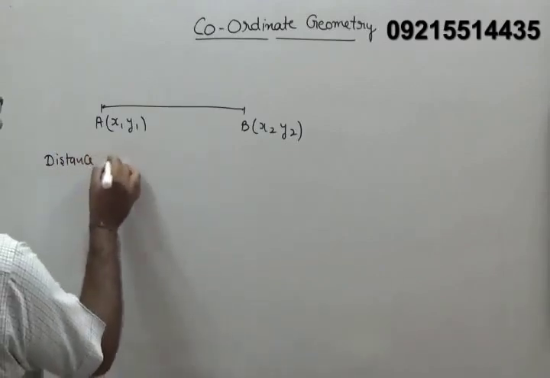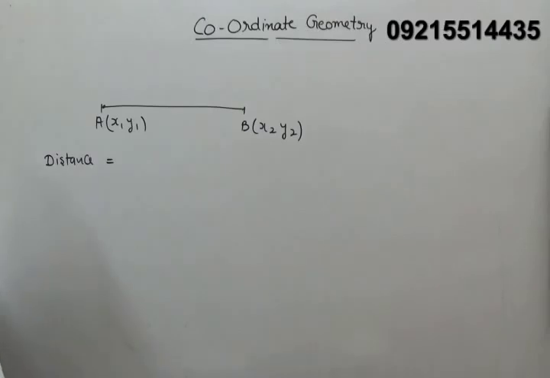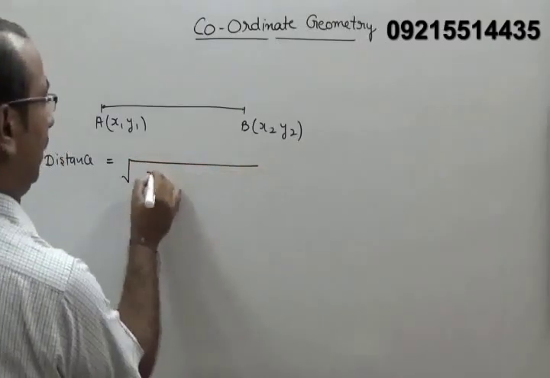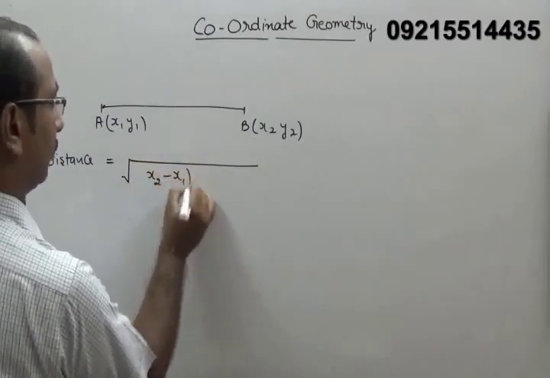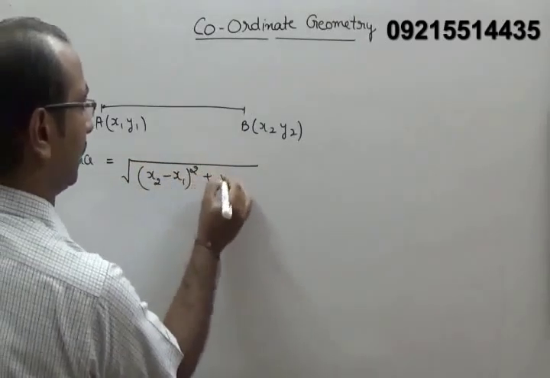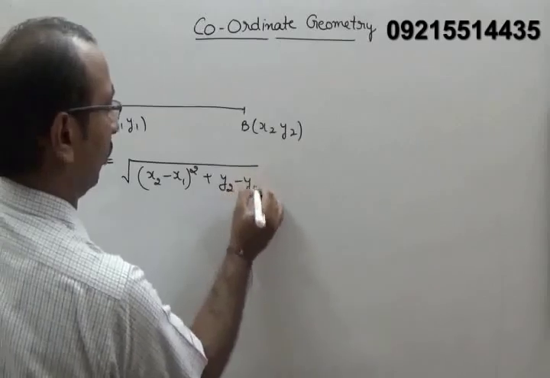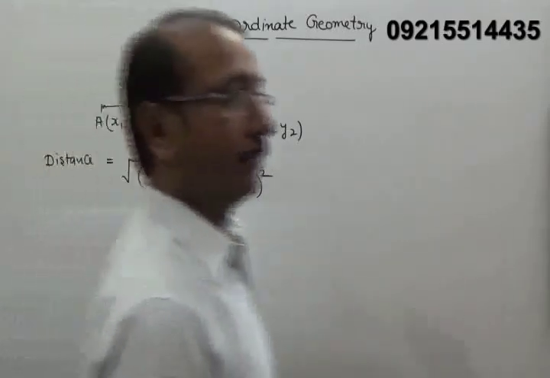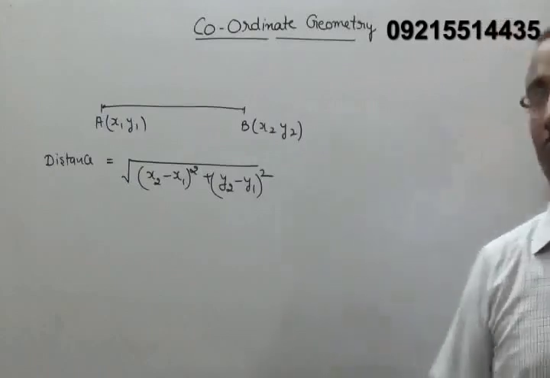So formula for finding the distance, that is basically known as the distance formula, that is under root of (x2 minus x1) whole square plus (y2 minus y1) whole square. So I can say that this is known as the distance formula, that would be taken as under root of (x2 minus x1) whole square plus (y2 minus y1) whole square.